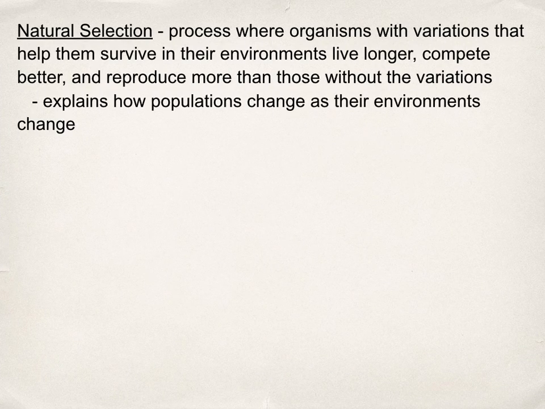So really, natural selection is a process where organisms with variations that help them survive in their environments live longer, compete better, and reproduce more than those without the variations. We also say that this is survival of the fittest. So it's the thing that is most adapted to the environment, has the best traits for that environment. Those are the things that are going to live longer and compete better. And because they live longer and compete better, those are the ones that reproduce more to pass those new traits on in the environment.